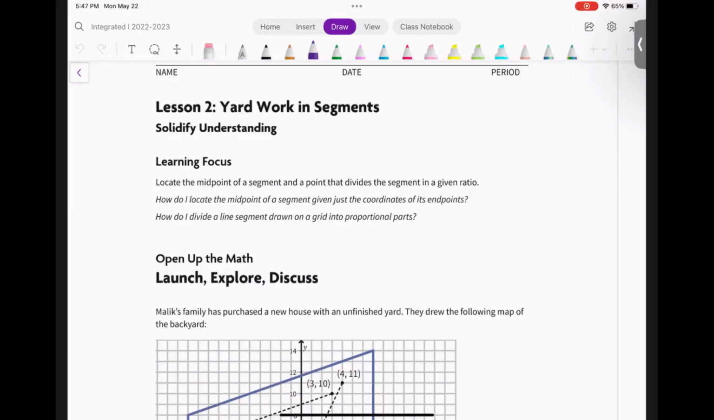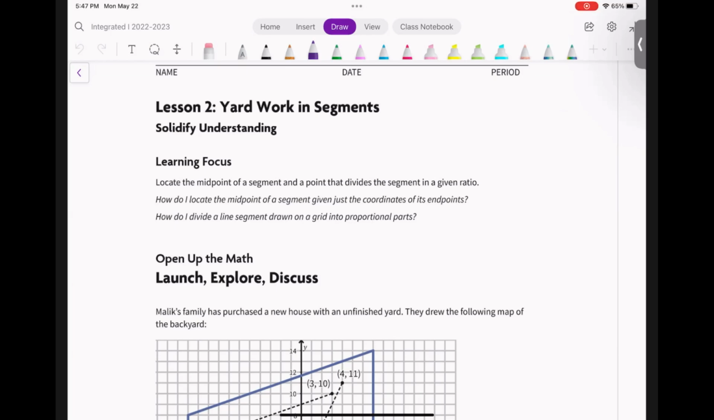We're doing 8.2, which is called Yard Work in Segments. We're solidifying understanding, and we're going to be able to locate the midpoint of a segment and a point that divides a segment in a given ratio. How can I locate the midpoint of a segment given just the coordinates of its endpoints? And how do I divide a line segment drawn on a grid into proportional parts?